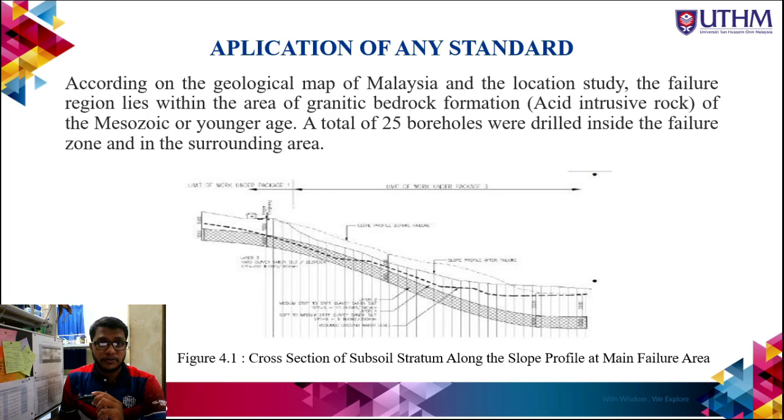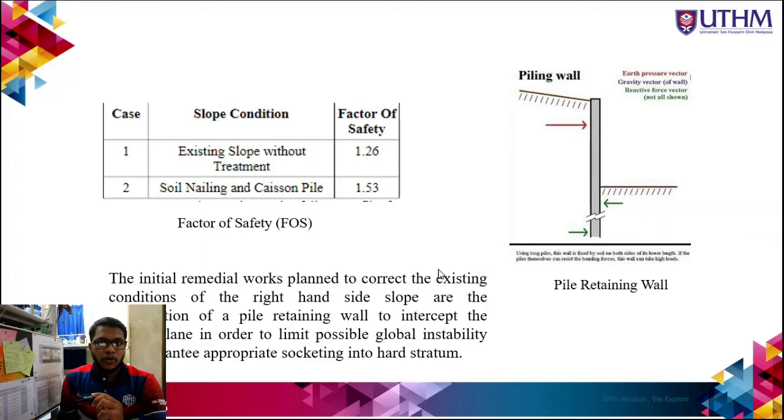I would like to explain about the application of any standard. First of all, we need to know the geological map of Malaysia and the location study. The failure region lies within the area of granitic bedrock formation of the Mesozoic or younger age. Here in this figure, 24 to 25 holes were drilled inside the failure zone and in the surrounding area. This figure shows the cross sections of soil stratum along the slope profile at the main failure area. So we need to follow the factor of safety.